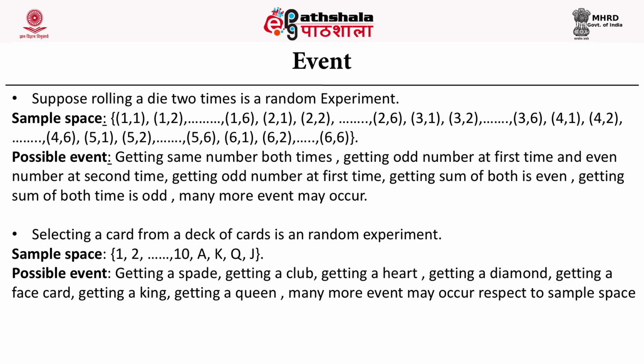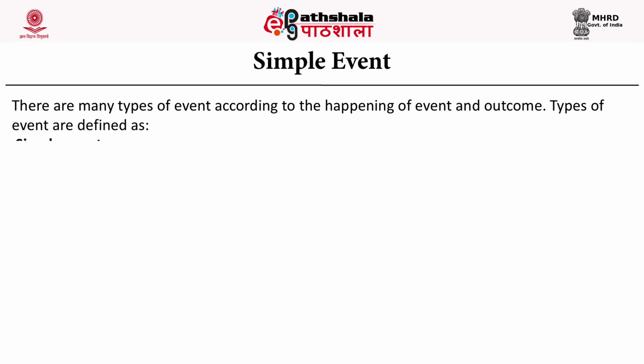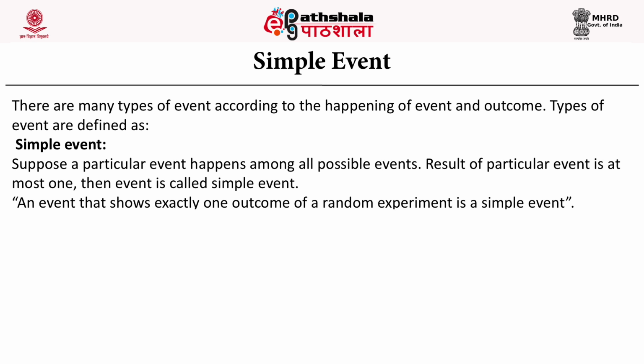And a third case: selecting a card from a deck of cards is a random experiment, and the possible events are getting a spade, getting a club, getting a heart, getting a diamond, getting a face card, getting a king and so on. So many more events may occur with respect to the sample space of a random experiment. So what is a simple event? There are many types of events according to the happening of the event and outcomes. Suppose a particular event happens among all possible events, and the result of the particular event is at most one, then the event is called a simple event. An event that shows exactly one outcome of an experiment is a simple event.